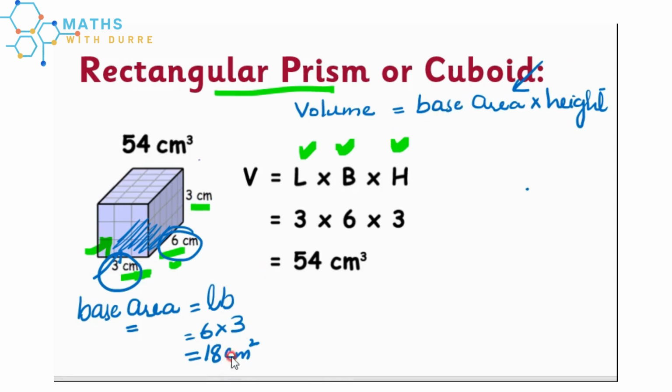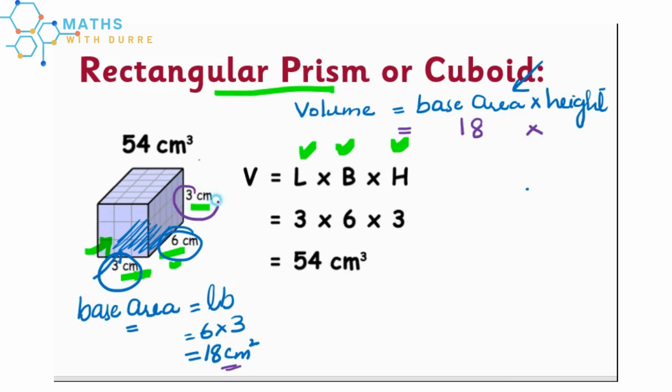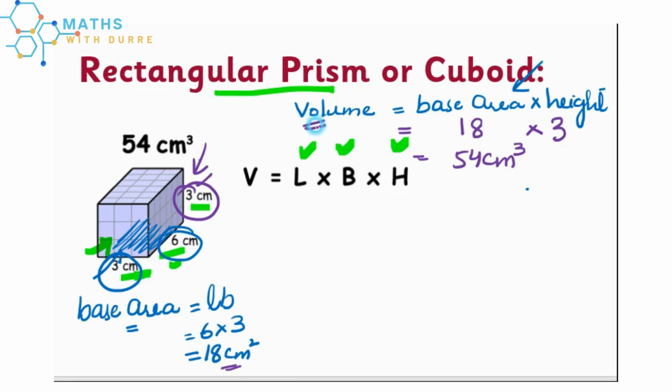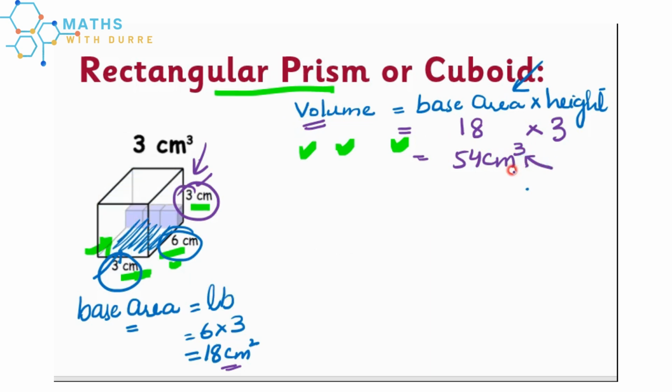Now you just need to substitute this base area into the formula, that is 18 centimeter square, and now you need to multiply with the height of the prism, that is 3 centimeter here. Substitute it in the formula and get the answer. That will be 54 centimeter cube. Remember that you are calculating volume here. Volume means your unit will be cubic unit.